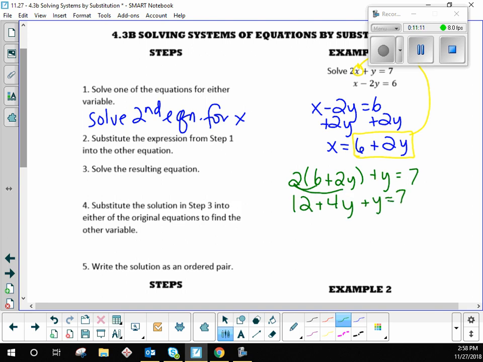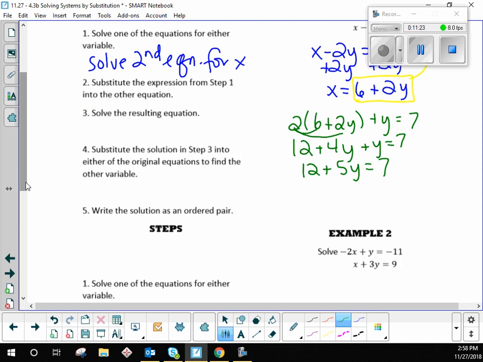What can I combine? How do those y's combine? What does that give me? 5 y's, right? So I've got 12 plus 5y equals 7. What do I do next? Absolutely. Subtract 12 from both sides. It gives me 5y equals 5.